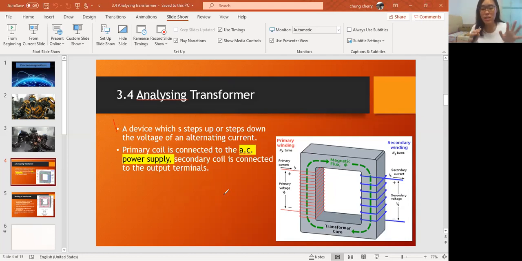How is it able to increase or decrease a voltage on alternating current? Your primary coil is connected to an AC power supply. Then the secondary coil will be connected to an output terminal. The output terminal can be a bulb or a laptop. Actually, this power supply is also a transformer. Your charger is also a transformer.